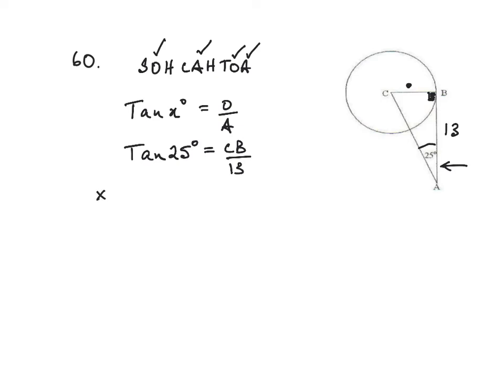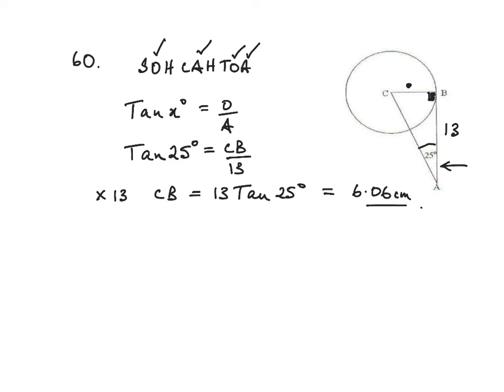I want to get CB on its own, so I'll have to get rid of the dividing 13. CB equals 13 tan 25 degrees, and that gives me 6.06 centimetres as the radius of the circle.